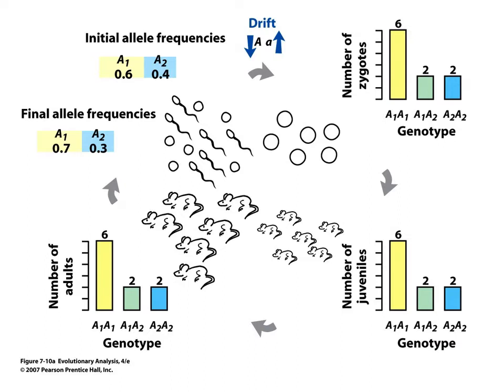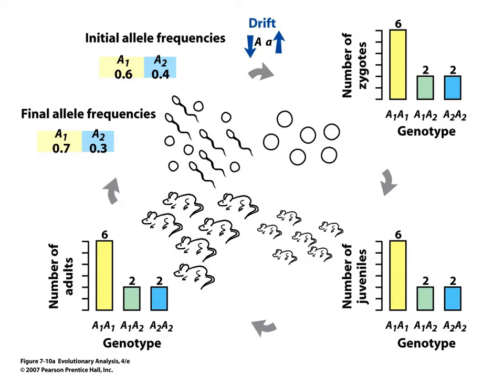Let's say we do it again, pull out A2, A2. Now we have one A2 homozygous individual. Let's do it again and pull out an A1 and an A1. We now have a homozygous A1 individual. And we go through and we do that for 10 new individuals. And there on the right, you see that we end up forming 6 individuals that were A1, A1, 2 individuals that were A1, A2, and then 2 individuals that were A2, A2.